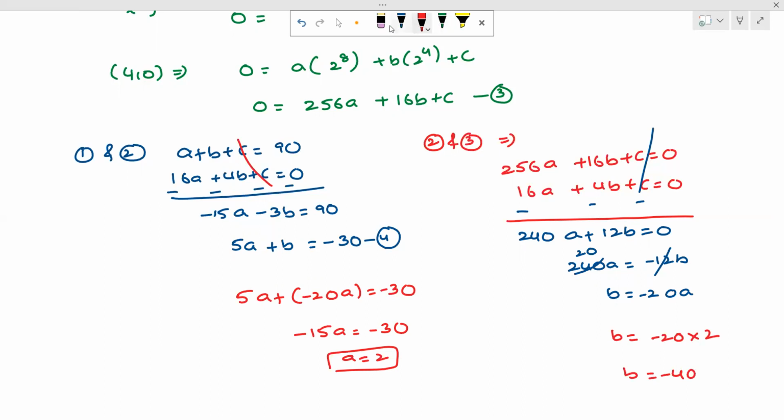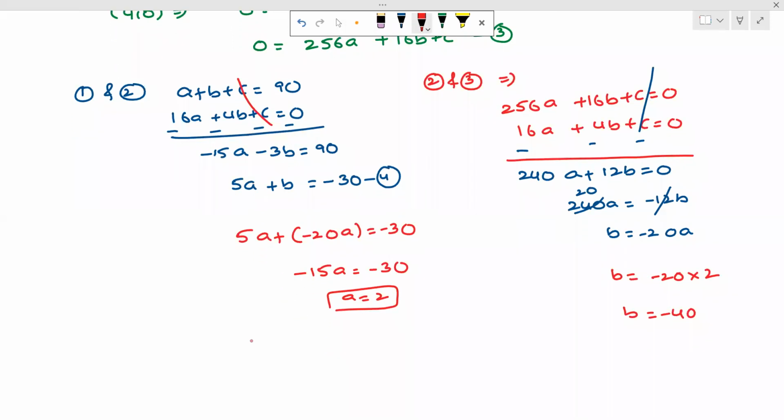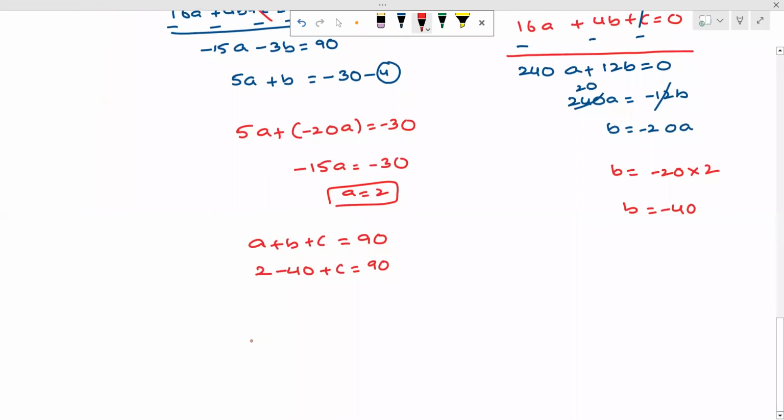Now, the c value you find out. A plus b plus c equals 90 is the given equation 1. So substitute in this: a is equal to 2, b is minus 40, and c, which is 90, so 2 minus 40 is minus 38. If you send that to the other side, plus 38. So the c value will be 128. So we got the values of a, b and c.